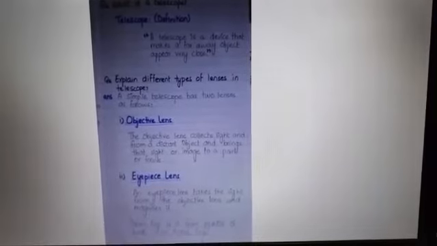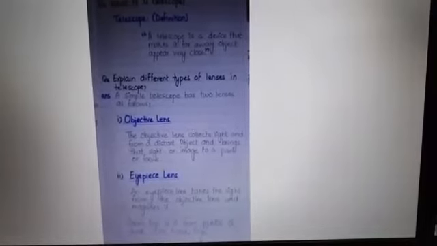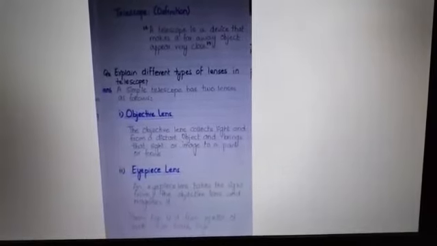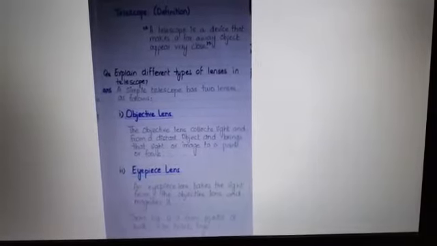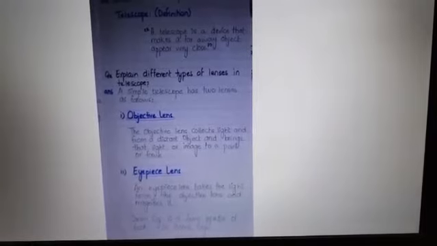Next question, what is a telescope? You will start with the definition. A telescope is a device that makes a faraway object appear close. Next question, explain types of lenses in a telescope. A simple telescope has two lenses. Objective lens. The objective lens collects light from a distant object and brings that light or image to a point of focus. Eyepiece lens. An eyepiece lens takes the light from the objective lens and magnifies it. You have to draw the figure 12.13 from page 138 of your book on the blank page. That's all.